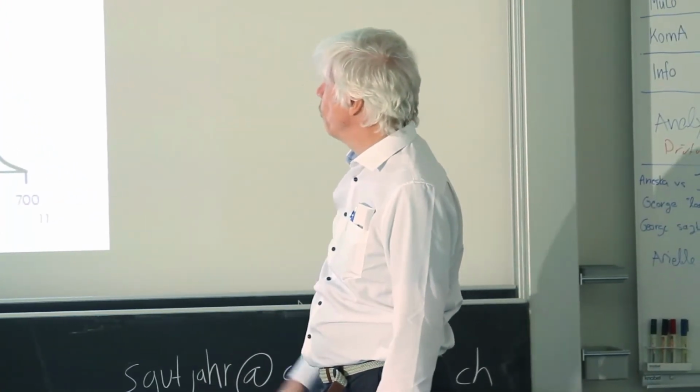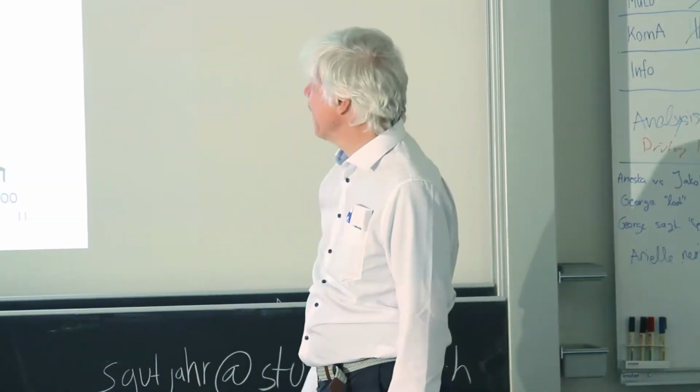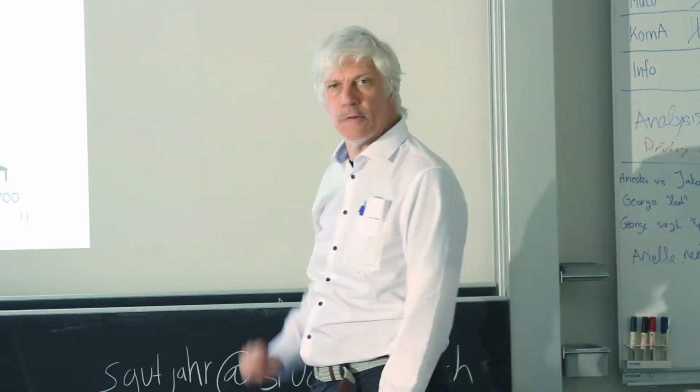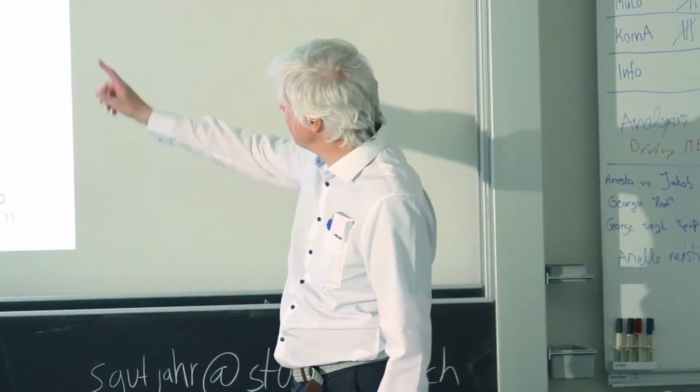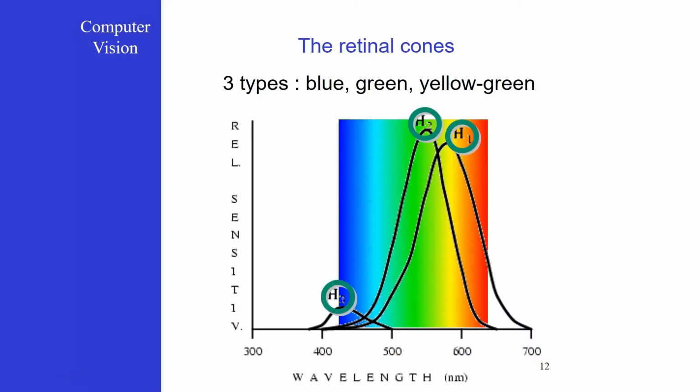So 3 different cones, or 3 different cone types, rather, in the retina, with these sensitivities to the different wavelengths. And we call these curves H1, H2, H3. Okay. We will use these 3 curves next.